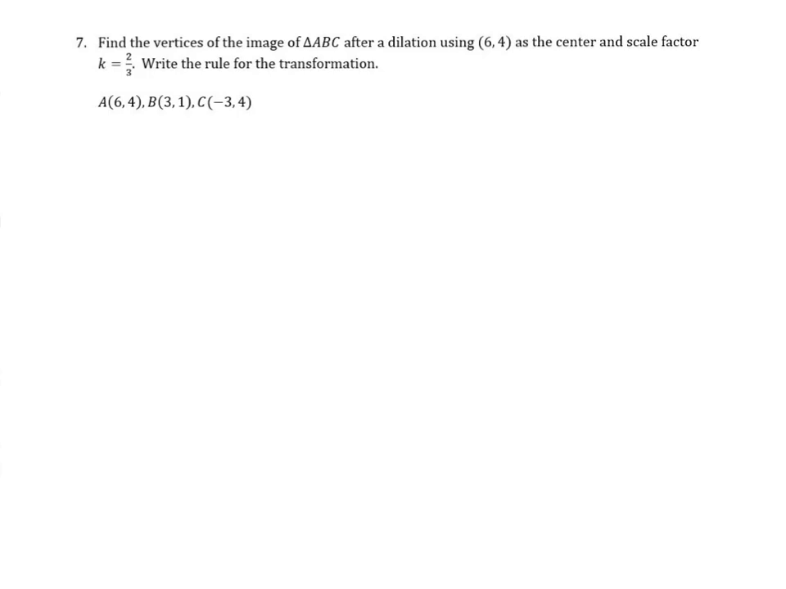And number 7 is very similar, in which case I want to come up with a rule for dilating with a factor of 2/3 with the center at 6, 4. So once again, I'm just going to start with a random point, x, y. If I want to dilate with the center at 6, 4, first thing I want to do is translate that to the origin. So I'm going to do the complete opposite of those coordinates. I'm going to do x minus 6, and y minus 4.